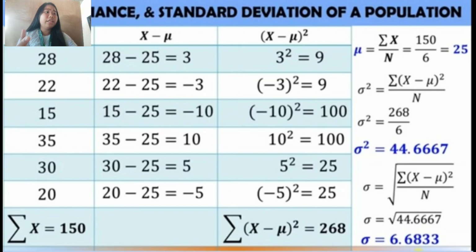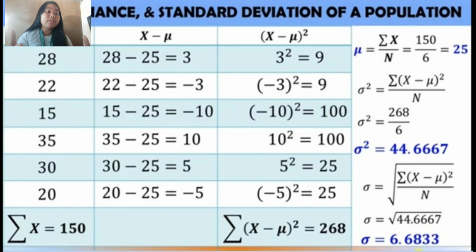given data. So, the given data in our problem, the heights of Denison's dogs, are 28, 22, 15, 35, 30, and 20. So, we put these under X. And then, after putting them under X, you add them all. So, the summation of x is equal to 150.